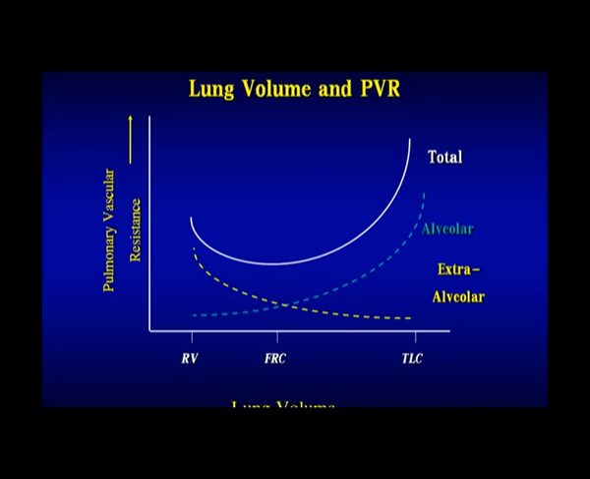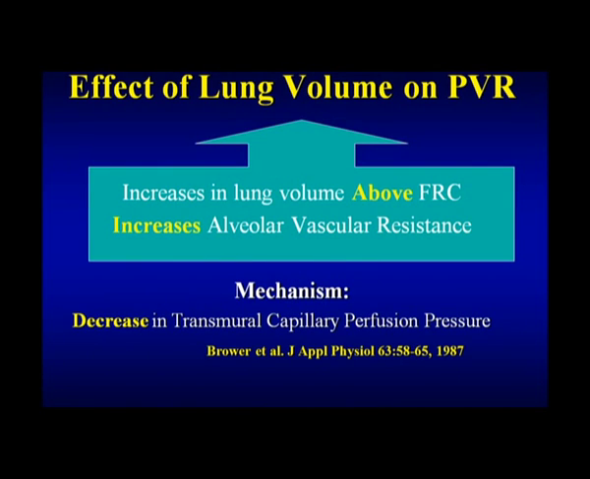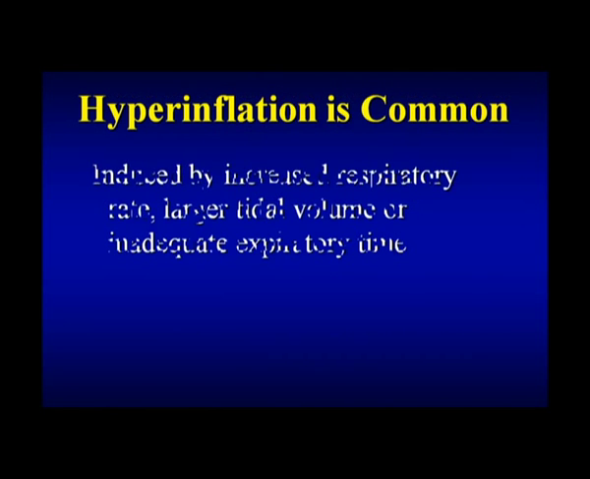The extraalveolar vessels at large lung volumes are held open, just like the airways are held open at large lung volumes. But as the lung collapses, as it gets smaller, by the process of hypoxic pulmonary vasoconstriction, pulmonary vascular resistance increases. So, decreases in lung volume below FRC cause hypoxic pulmonary vasoconstriction. All forms of acute respiratory failure are associated with low lung volumes. Increases in lung volume above FRC collapse the alveolar vessels. All forms of COPD, respiratory failure, are associated with increases in lung volume.